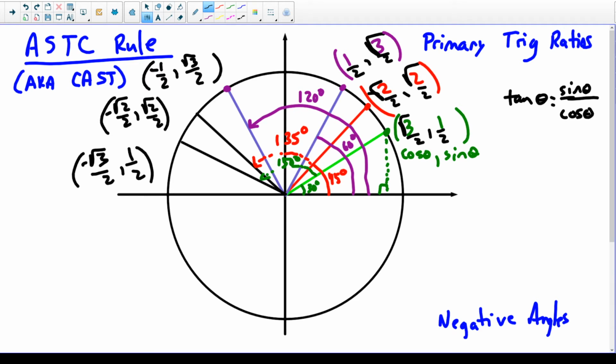So I now know 30, 45, and 60 fractional versions of the cosine and the sine of each one of those. And I know 120, 135, and 150 as well.